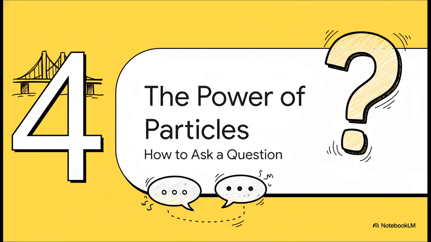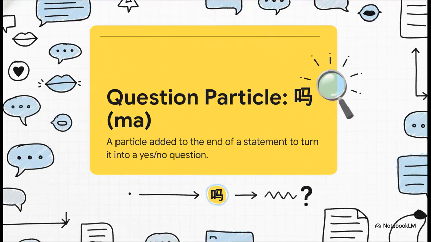But a good conversation is a two-way street, right? We have to be able to ask questions. And luckily, Mandarin has a beautifully simple and efficient system for doing just that. The way we form a simple yes or no question is by using something called a sentence final particle. A particle is just a little, unchanging word that has a grammatical job to do.